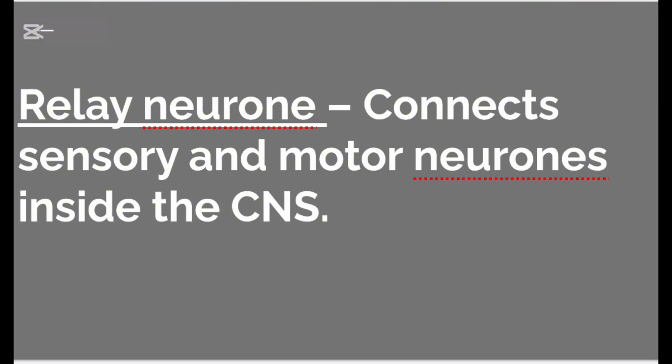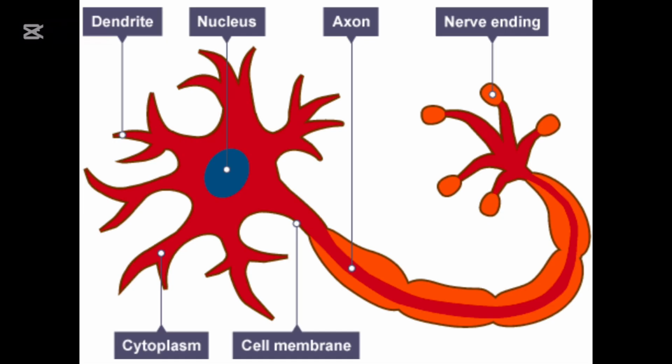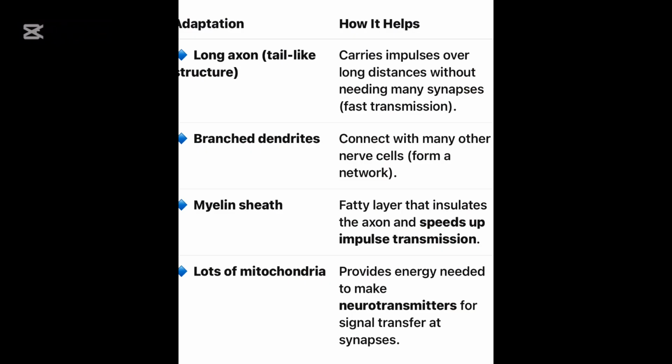I haven't talked about that, so now let's move to the structure of the neuron. Here are the parts of the nerve cell, which include the dendrites, the nucleus, the axon, the nerve ending, the cytoplasm, and the cell membrane. Now, we'll be talking about how the nerve cell is adapted to its function, which we should also be looking at. So, there it is. How the nerve cell is adapted to its function.